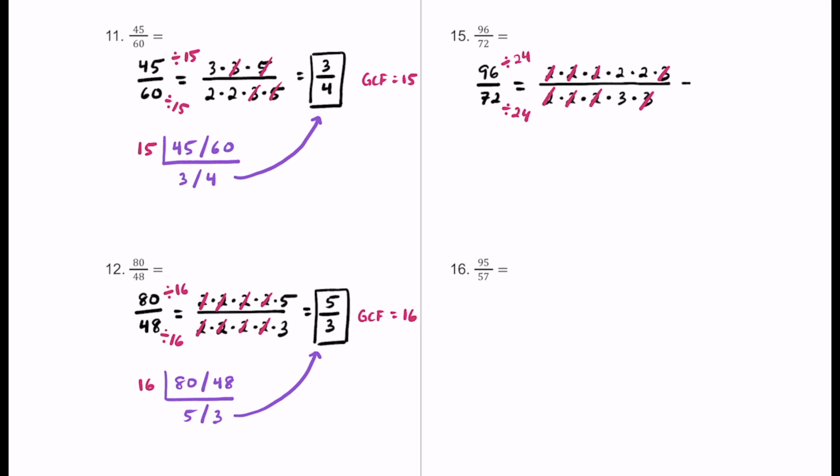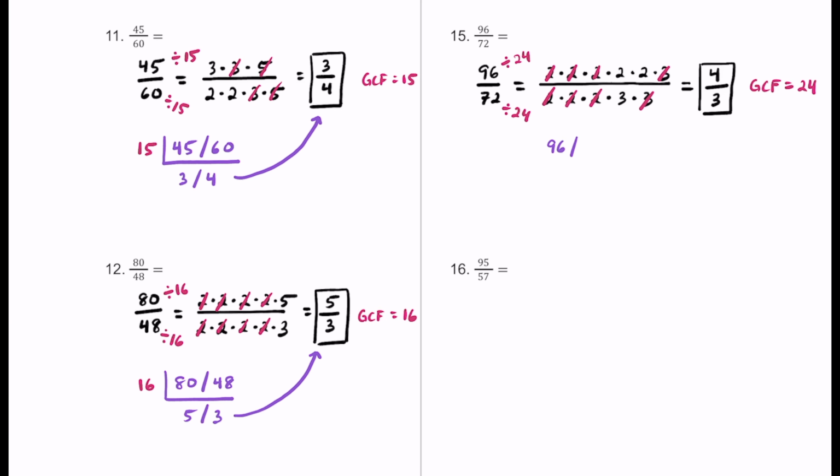So on top, this 96 divided by 24, that's going to be 4, and that makes sense because you have these two 2's on top left, and on bottom, 72 divided by 24 is going to be 3. That's the 3 that's left in the prime factorization, so we have 4/3 at the very end. And what was the GCF we used? Well, all those crossed out numbers multiplied, we get 24. That's what we divided top and bottom both by.